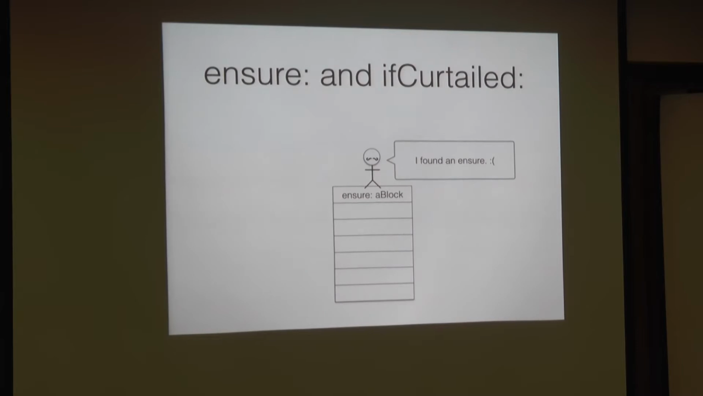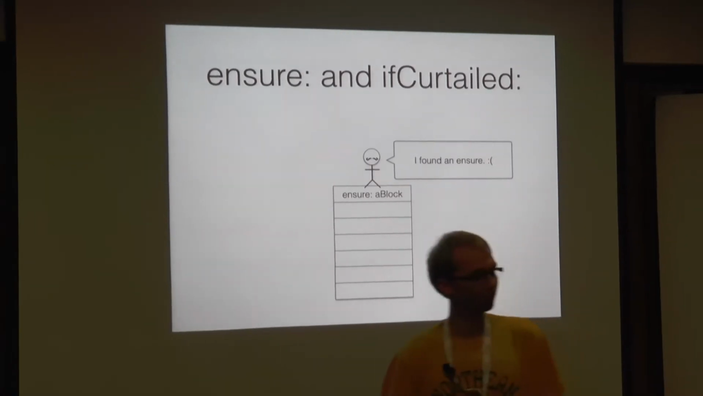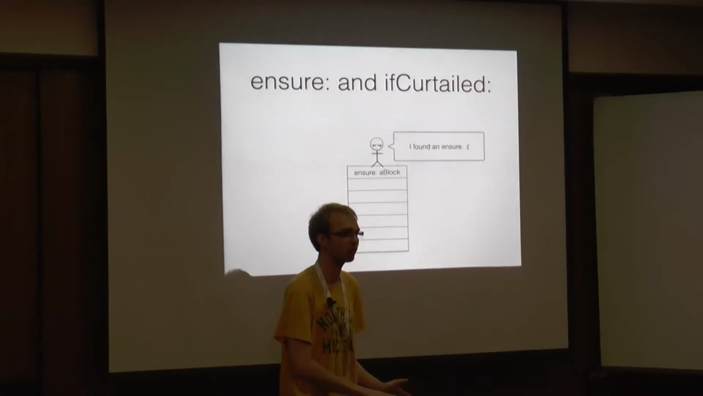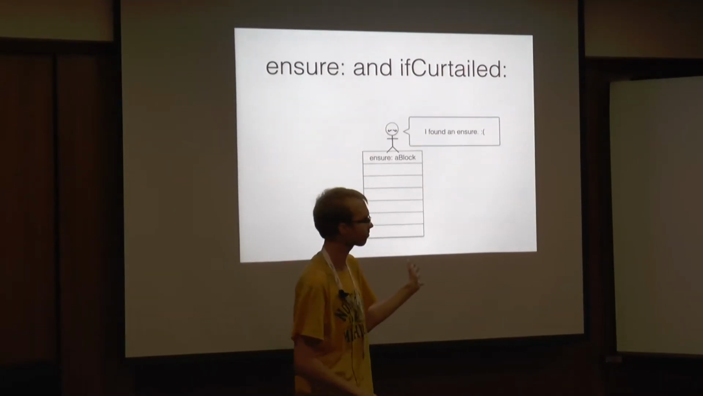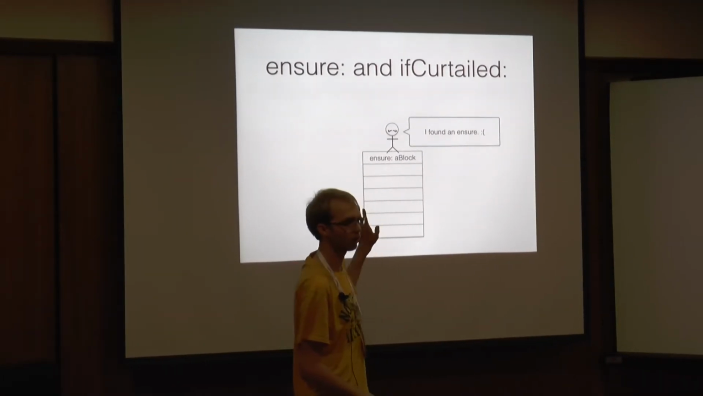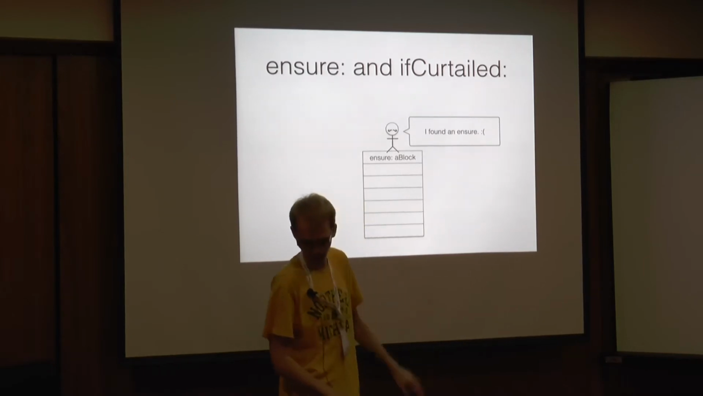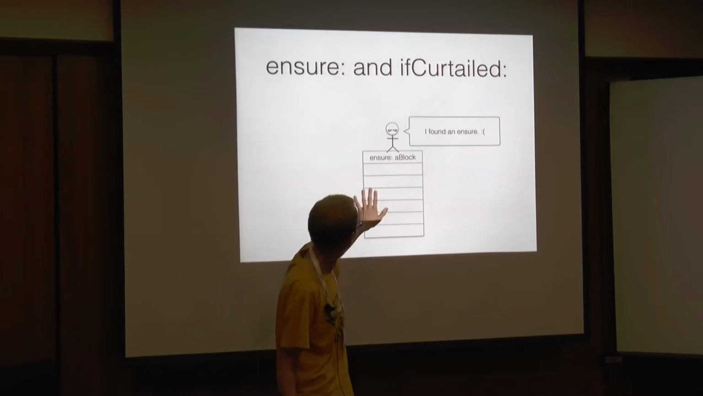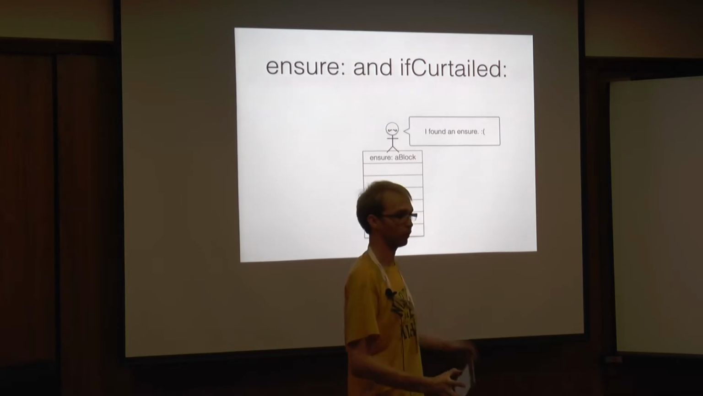Okay, so the first thing when you implement block returns is our first implementation. We just skipped down to the method context, ignoring intermediate frames with ensure and ifCurtailed. So now we get to a point where we actually do need ensure and ifCurtailed. And so we hit an ensure, and we're like, what do we do?